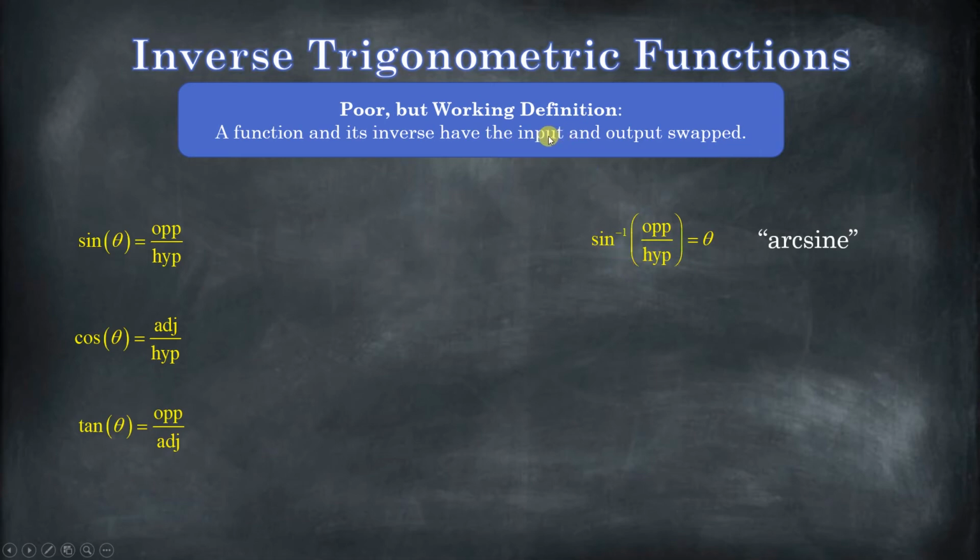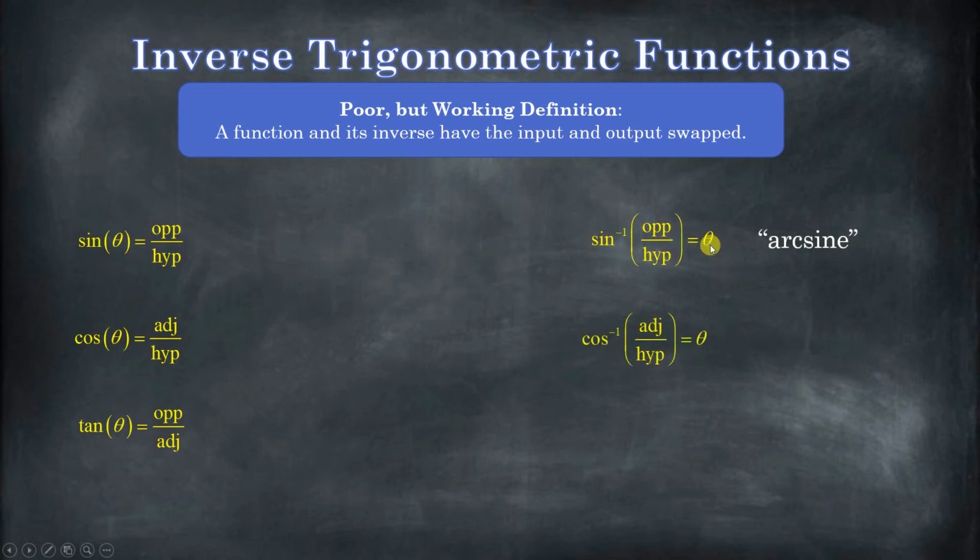Now this isn't a great definition, but it gives us a working idea of how inverse functions work. And I don't want to chase inverse functions and function notation all the way through in this video. We just want enough to be able to work with the trigonometric function. So this inverse of sine, that's not a negative exponent, it's a notation that means inverse function, is called arcsine. Arcsine has an input that's the ratio of the opposite side and the hypotenuse, and the output is the angle.